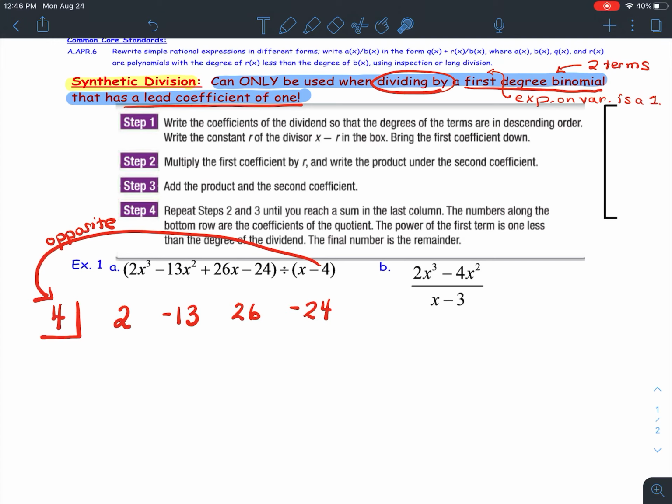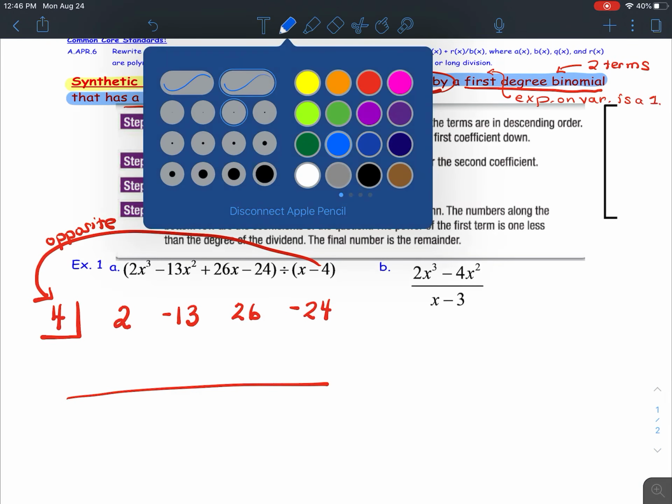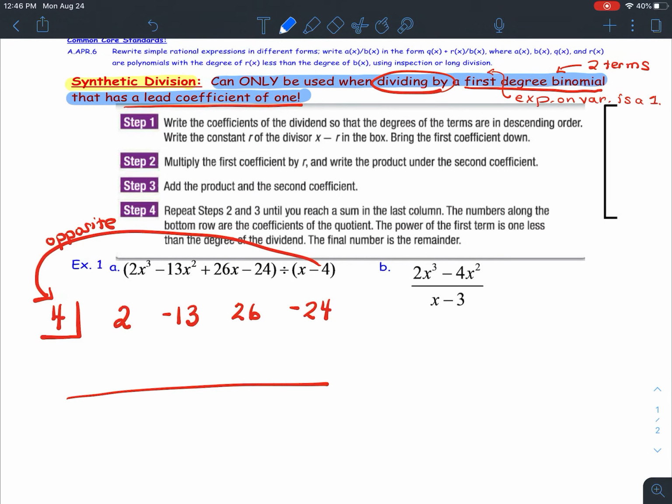Okay, so once again, these are just the coefficients, has to be in descending order here, okay? Then what you will do is you're going to give yourself enough space that there would be kind of an empty row underneath those numbers, and you're going to draw a horizontal line, okay? Now to start the synthetic division process, you're going to drop down the very first lead coefficient, the 2, okay?